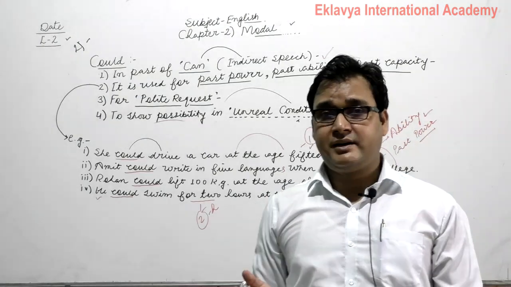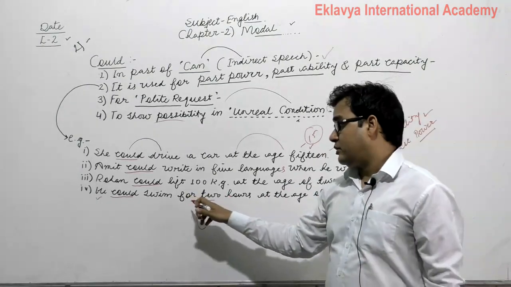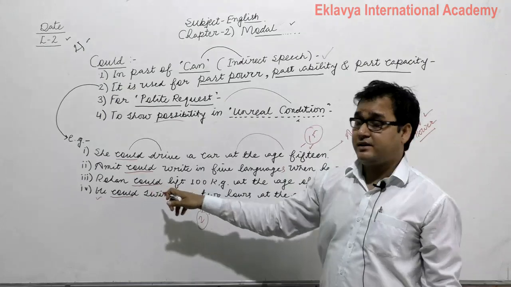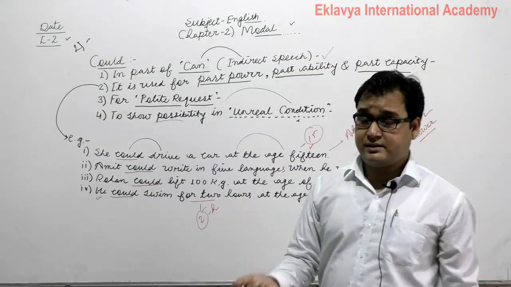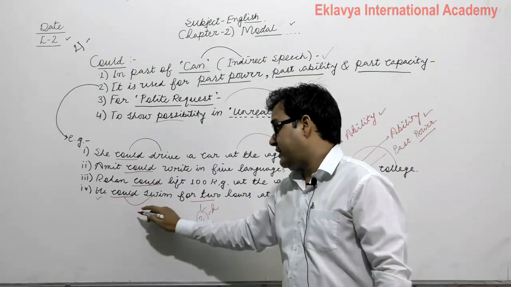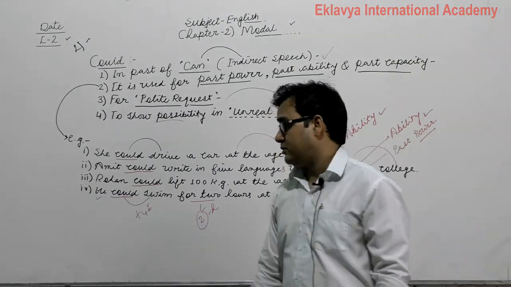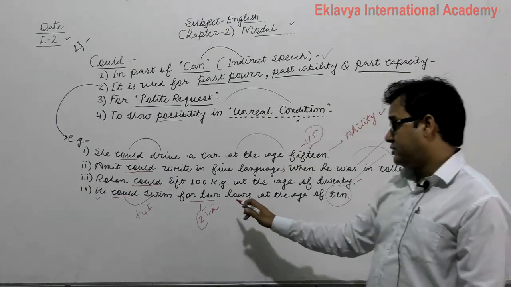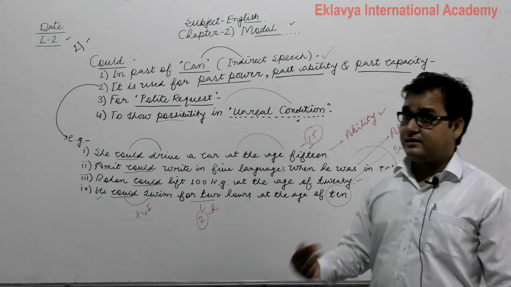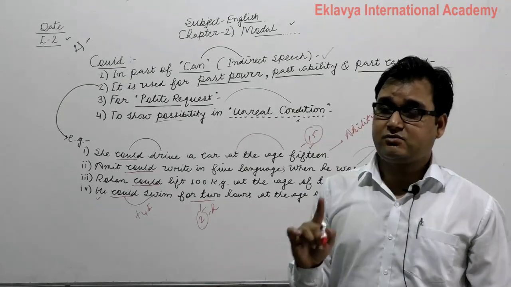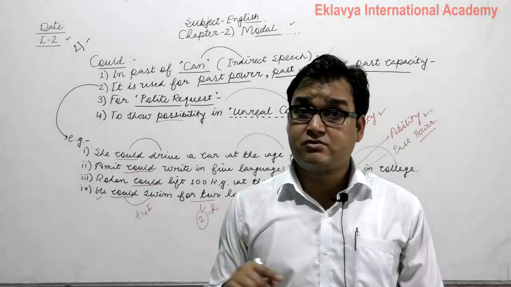वो एक अलग चीज़ non-finite verb है. Right now don't forget that could never proceeds with the non-finite verb. They proceed with the first form in active sentences. तो could यहाँ पर है, और plus में आपकी first form है. So he could swim for 2 hours at the age of 10. वह 10 साल की उम्र में 2 घंटे तक स्विमिंग कर सकता था.